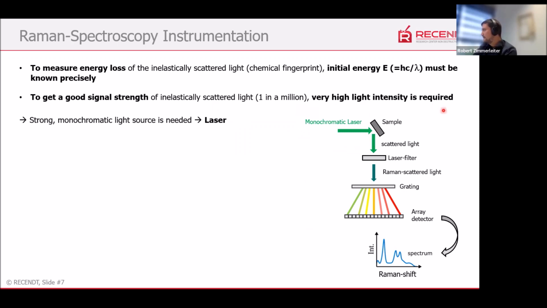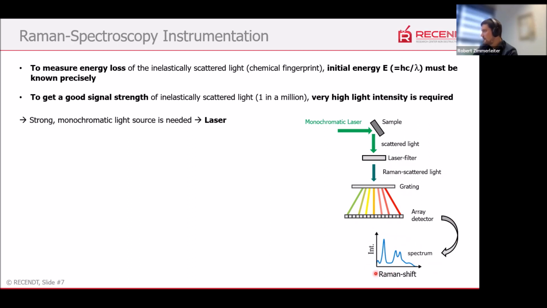On the right side, you can see a schematic setup of a Raman measurement. We take a monochromatic laser of a certain wavelength and shine it onto the sample. The scattered light is collected. What we then need is a laser filter to filter out all the Rayleigh scattered light with the wavelength of the laser, because otherwise it will just overpower all the Raman scattered light. So what is left after the laser filter is just Raman scattered light. This light will then hit the grating. The grating will spectrally resolve the light into different wavelengths, and we have an array detector with individual pixels, each pixel measuring a different wavelength. And when we plot this, we get a nice Raman spectrum.